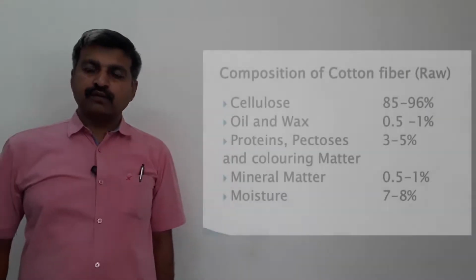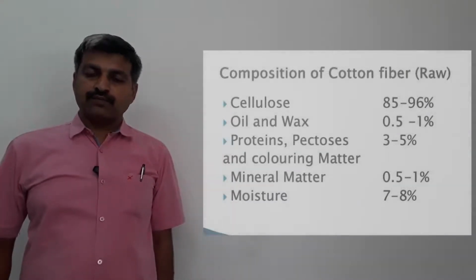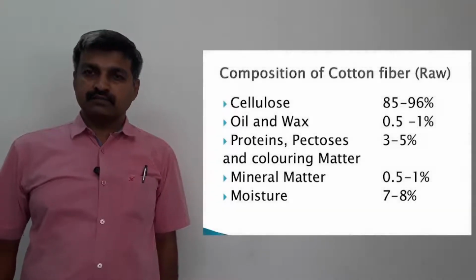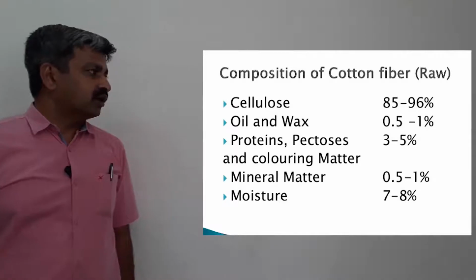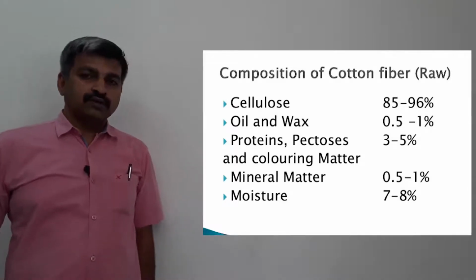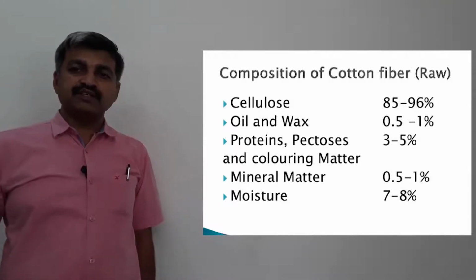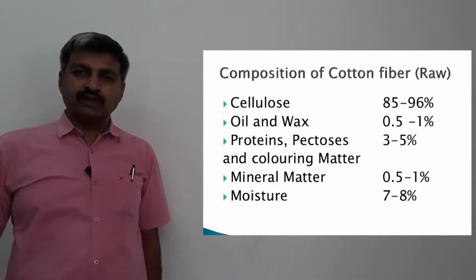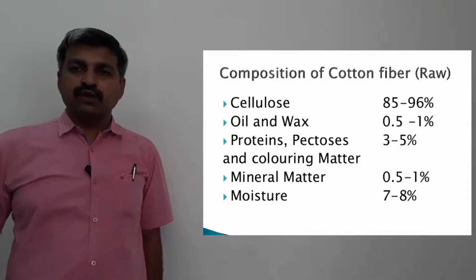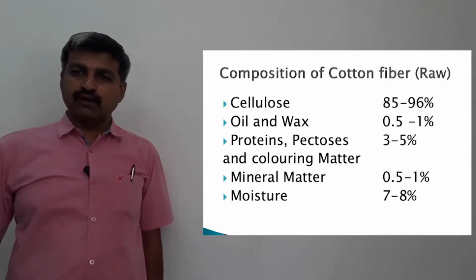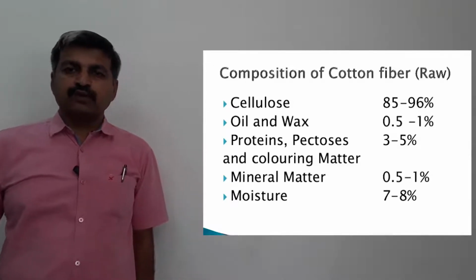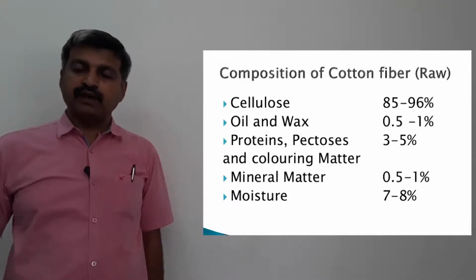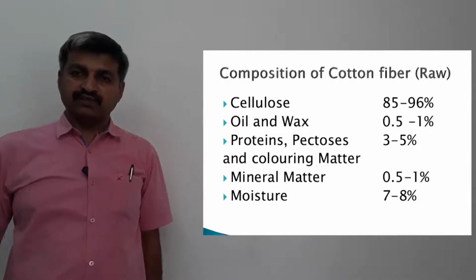Normally, cotton fiber consists of various impurities. Majorly, it is cellulose. In the composition of cotton fiber, around 85 to 94% is cellulose. So that is the pure fiber, and the remaining 15 to 8% will be impurities. This content may vary, depending upon the type of fiber and nature of cultivation.